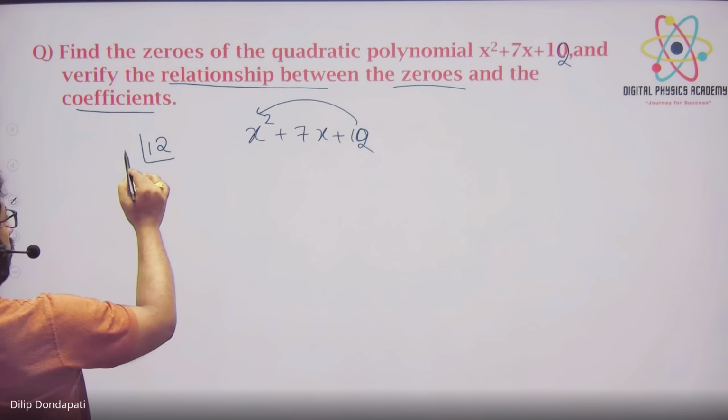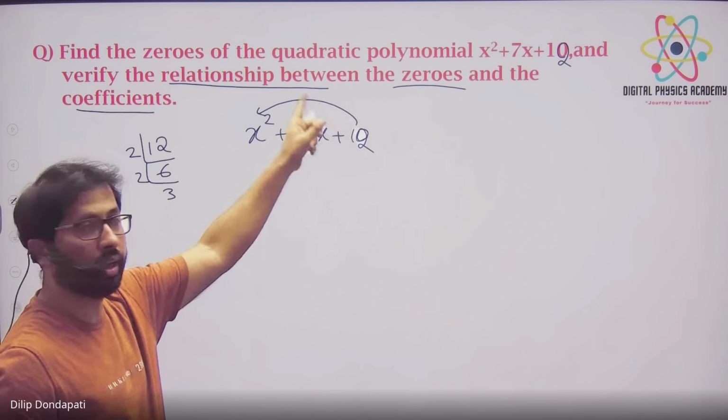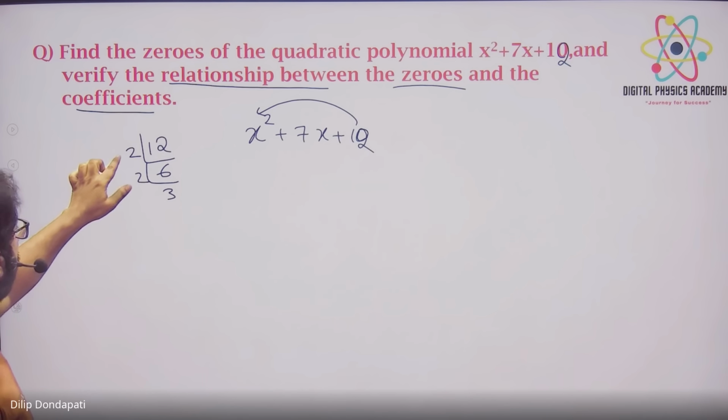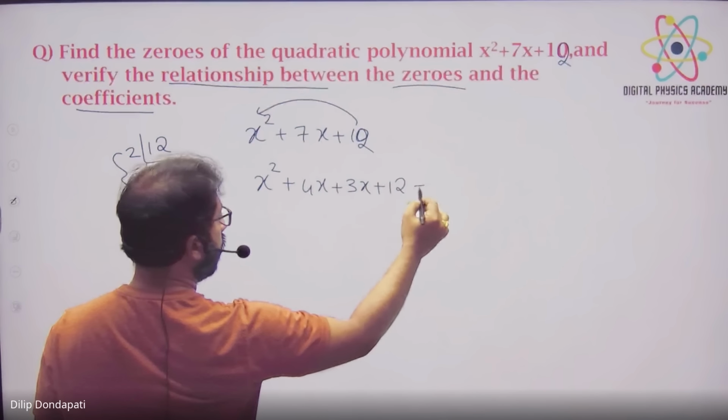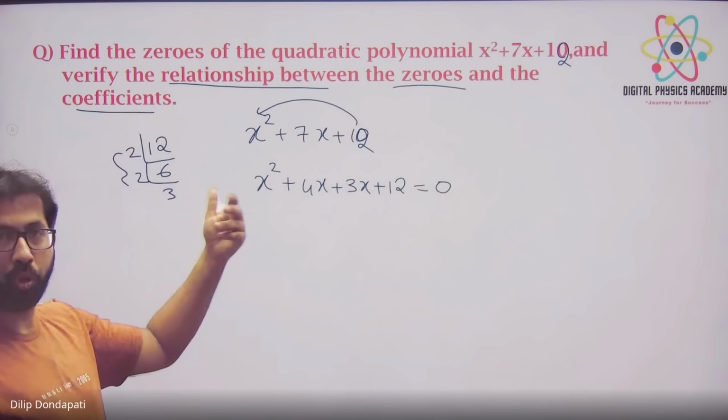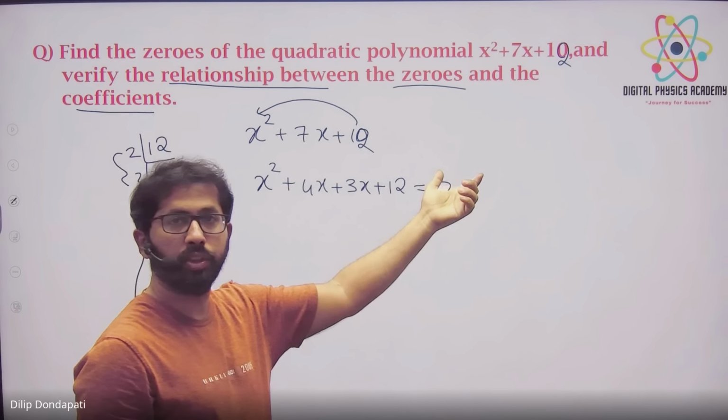Now how to make two factors so that add किया तो 7 आएगा, multiply किया तो 12 आने का. So देखो 2 into 2 4, 4 and 3 if you add you will get 7, right? And 4 and 3 if you multiply you will get 12. So use that factors, right? X square plus 4x plus 3x plus 12 is equal to 0, because we have to find zeros of the polynomial, right? Always the polynomial is becoming 0.